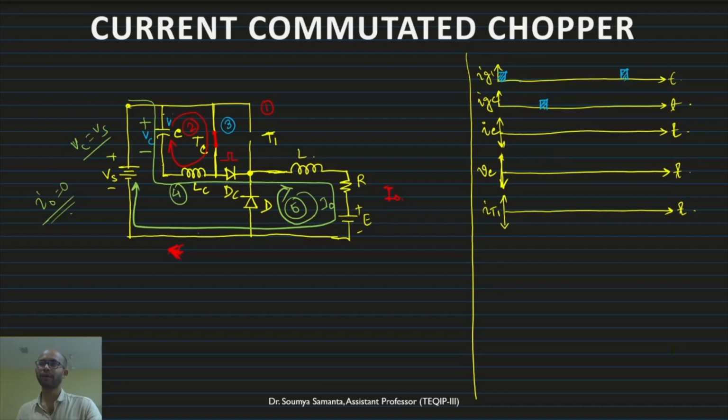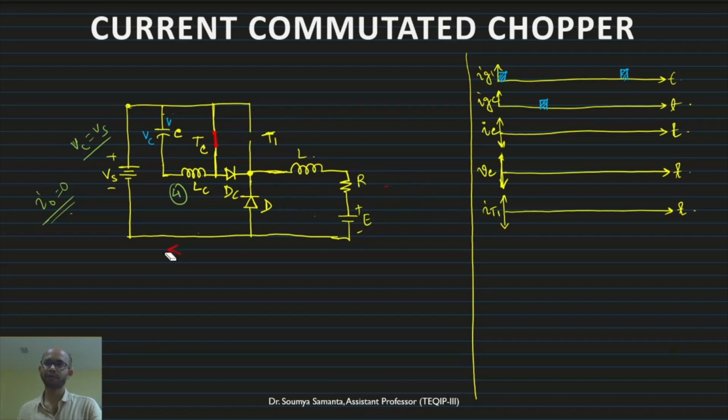So what will happen in case of IC? Initially there will be no current flow through this one. In that time let me clarify a few things. Initially, what is the polarity? This polarity was this one. What is the positive direction of IC? This is the positive direction of IC that I am considering here.